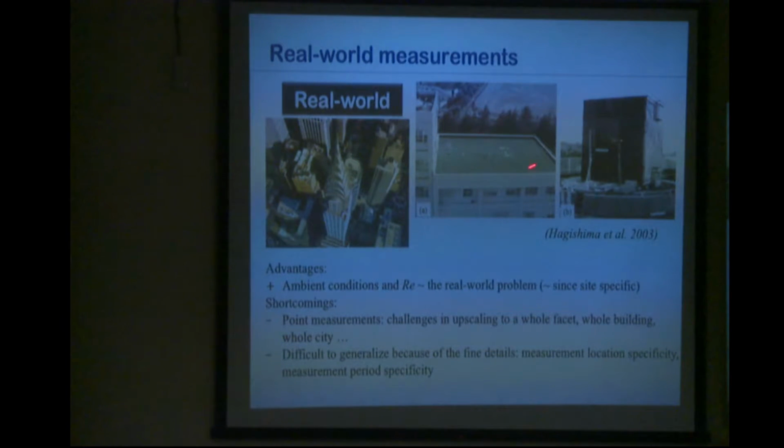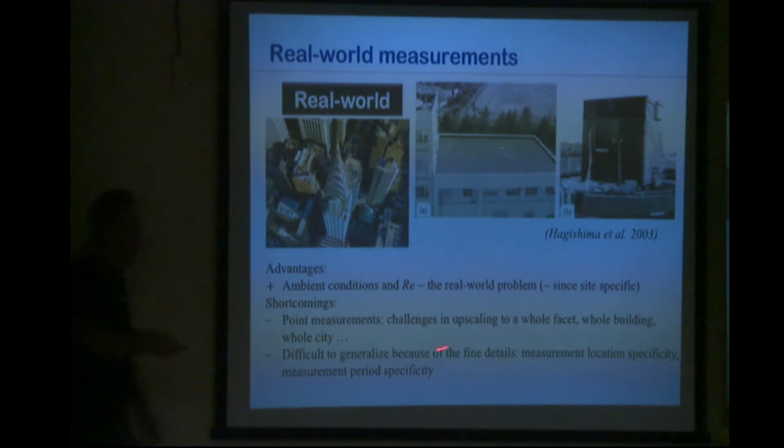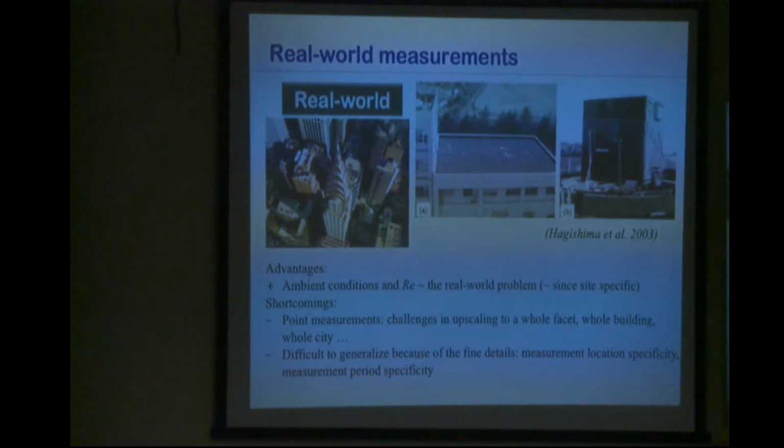If you measure the exchange coefficients here, you can measure the middle of the tunnel, the middle of the roof is different from the end of the roof. And sometimes they can be difficult to generalize because of the fine details, for example, the measurement location specificity. If you measure over one roof, is it applicable to another roof, and so on?